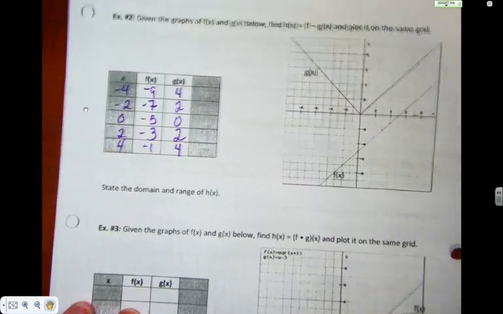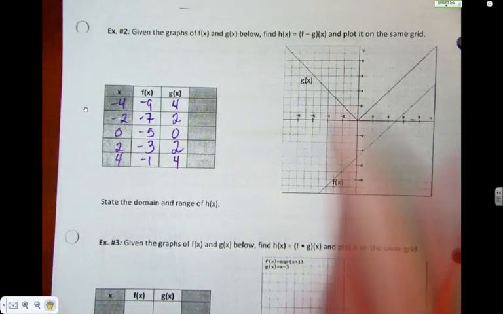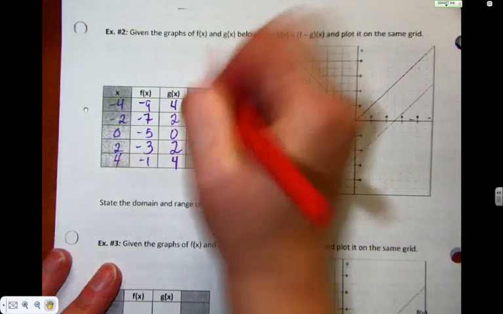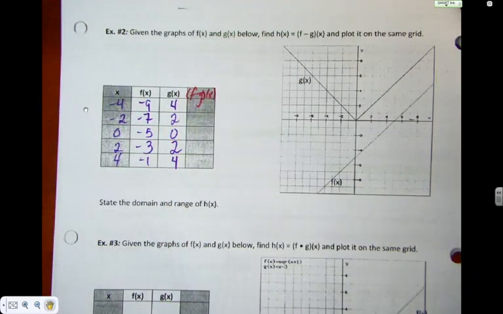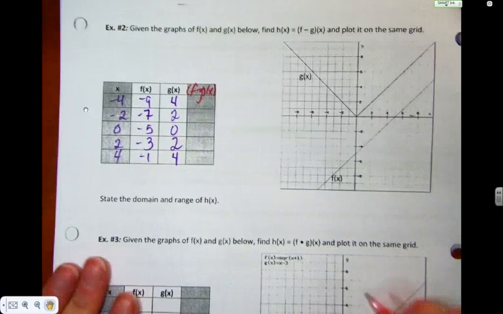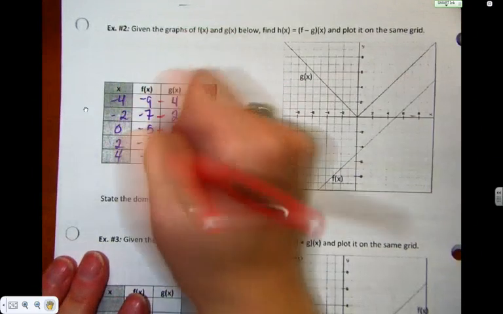Remember, you don't have to pick these x values. We just chose them randomly. You could use different x values. Okay, now just be aware of what the question is asking. So we're going to do f minus g of x. So that means we're subtracting the values this time, not adding them.